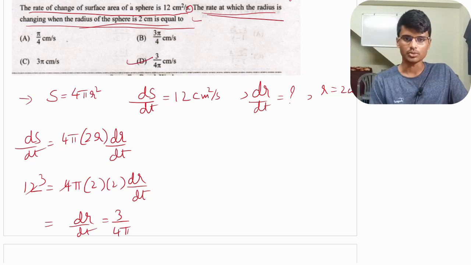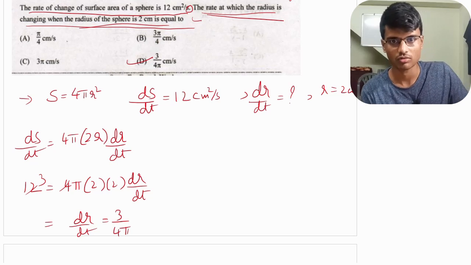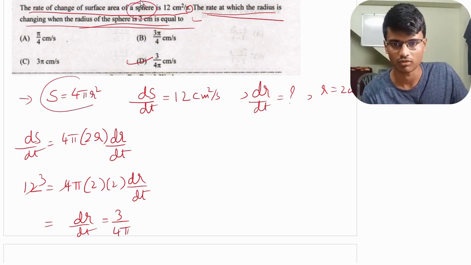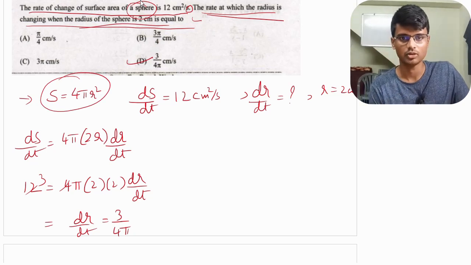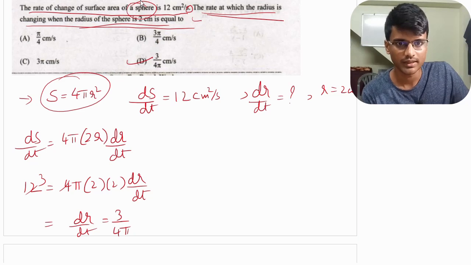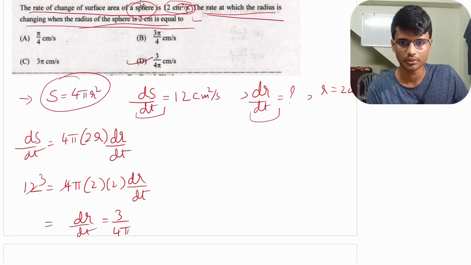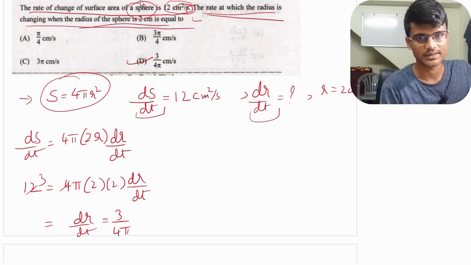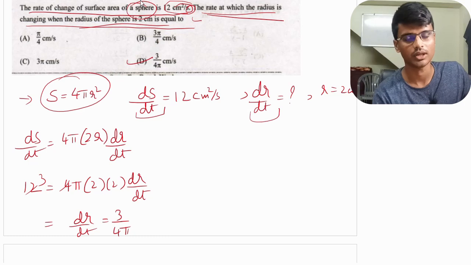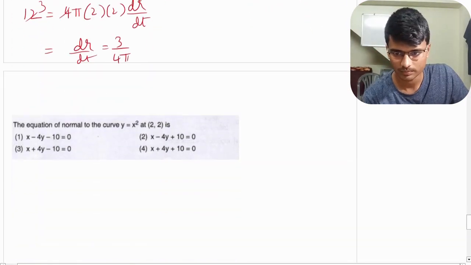Okay, so the tip to solving these types of questions is, we need to find out what they are talking about. They are talking about a sphere, so write the formula for the sphere. Then try to find out with respect to what they are differentiating. Here they are differentiating with respect to time. That is the only thing you need to know: what is the formula, and with respect to what they are differentiating. Moving on.